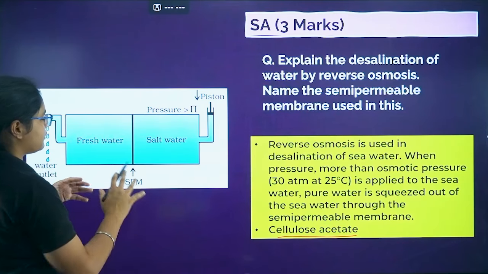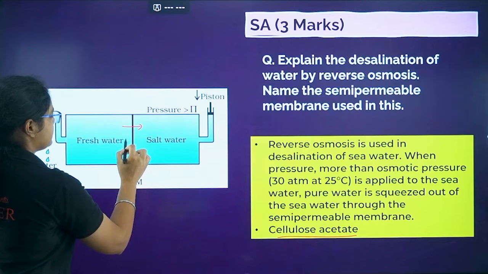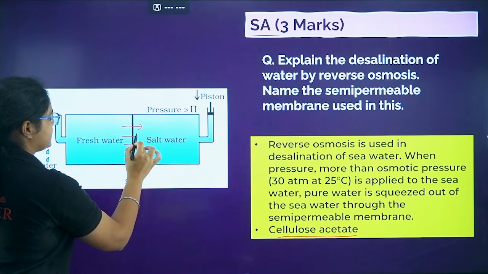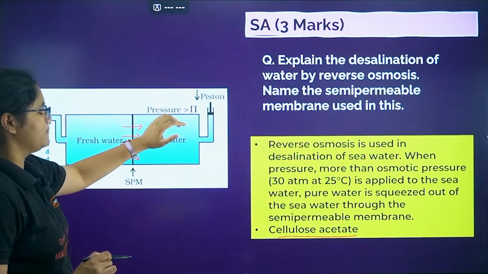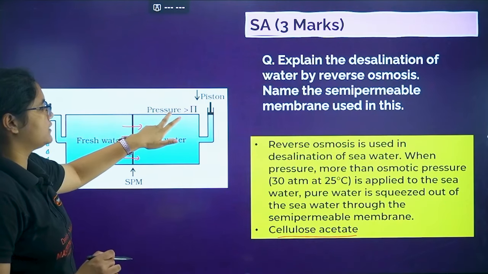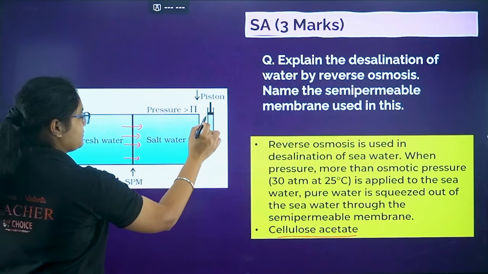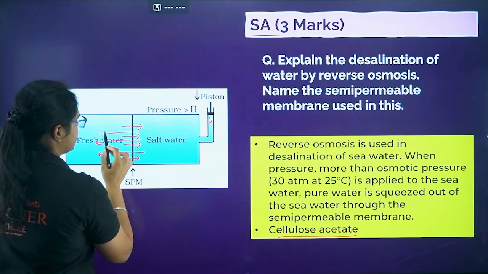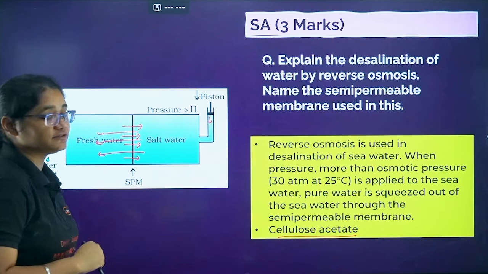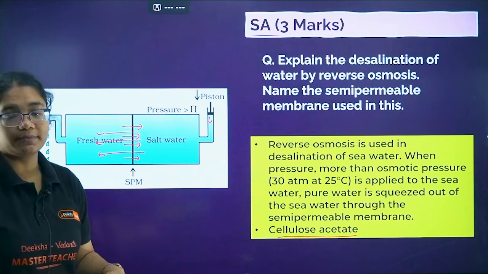Now see, initially what was the direction of osmosis? Osmosis was taking place in this direction. Now when you applied exact pressure, you got pi. Now when you apply pressure more than the osmotic pressure, here if you apply more pressure, what will happen? Water will be pushed out in this direction. The direction of osmosis is reversed through this semi-permeable membrane.